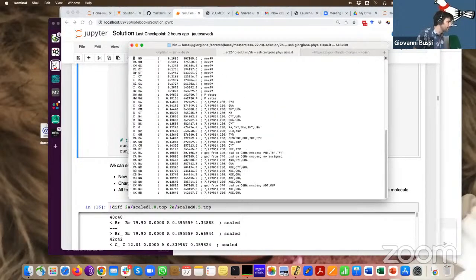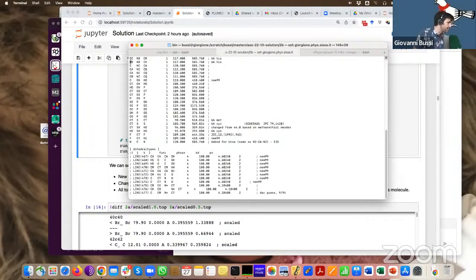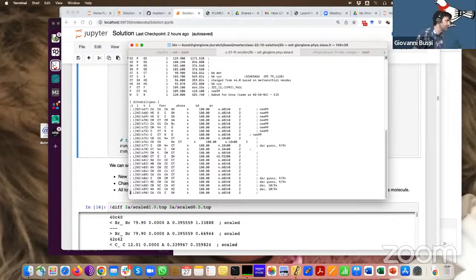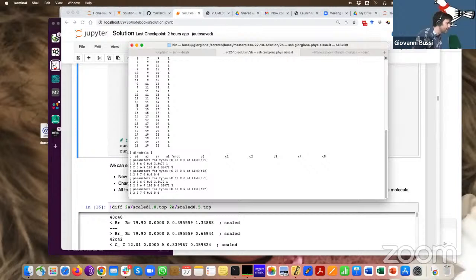Here, for the torsions, that's a critical part. You see that all the parameters that are general are commented out. This is to make sure that GROMACS cannot see them anymore. And they are instead replaced here. So for every quadruplet of atoms, you have specific parameters. And there is a comment here telling you where these parameters have been picked from.